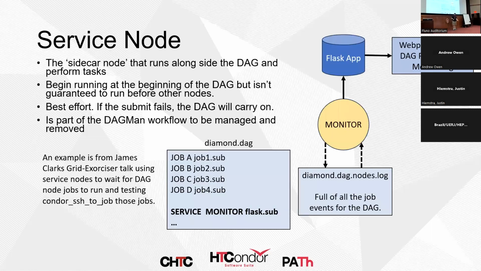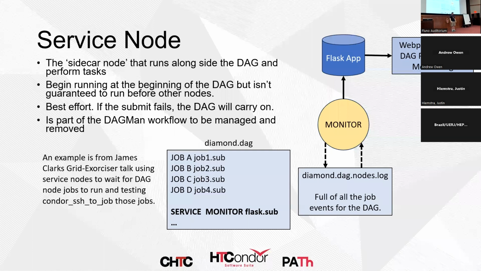But in my example, we're just having our DAG node called monitor. And that's just running on the AP, it's local universe, let's say, and it's just reading our nodes.log file. That has all the job events that are going on, sending that information up to a Flask app, and that's doing all its neat little pieces and organization, all to create a nice little web page that shows you the progress of your DAG, so you know what's going on.